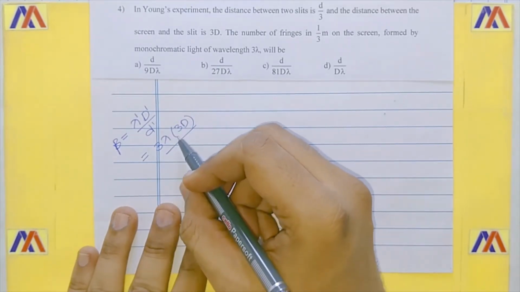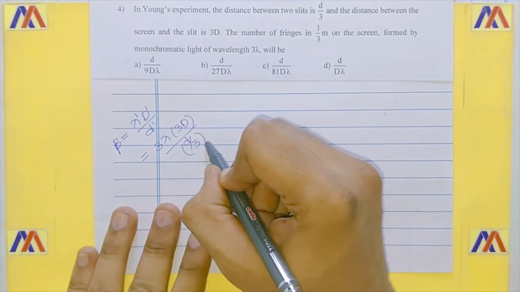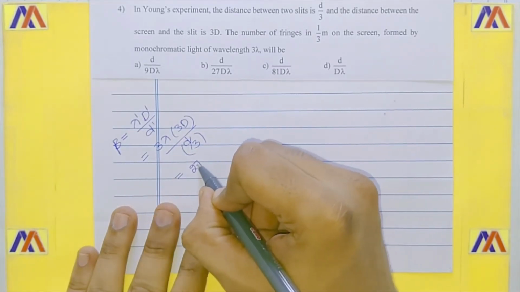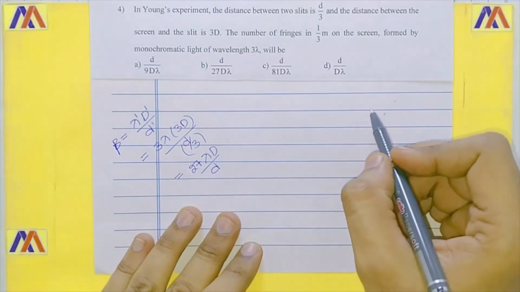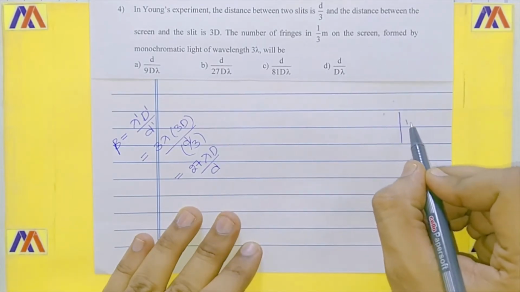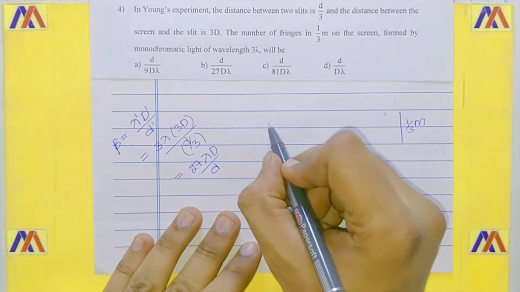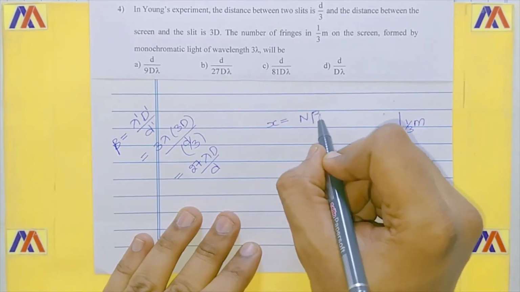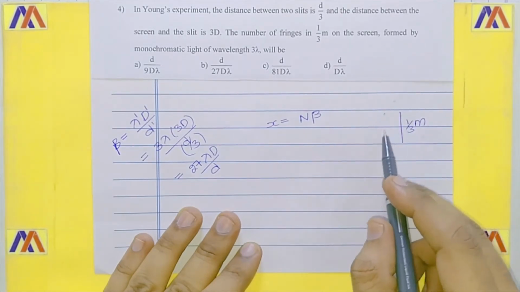The distance of separation between the slits is given as d by 3 in this case, solving which we get beta as 27 times lambda D divided by d. Now, how many such fringes can occupy a distance equal to 1 by 3 meter? That is the question. This distance 1 by 3 meter must be equal to n times the fringe width, where n is the number of fringes that can occupy this region.